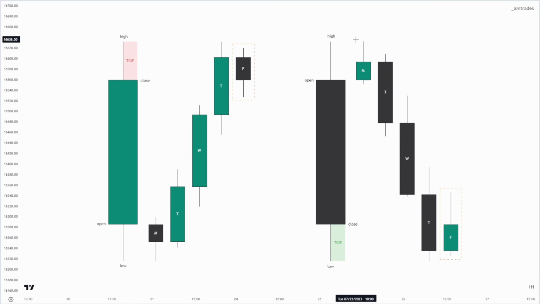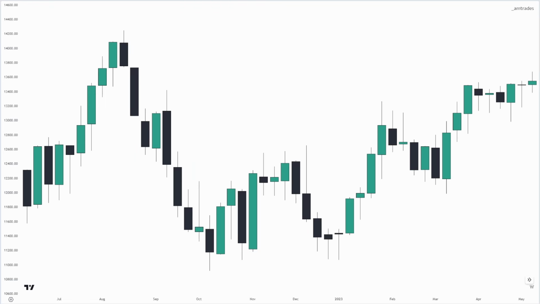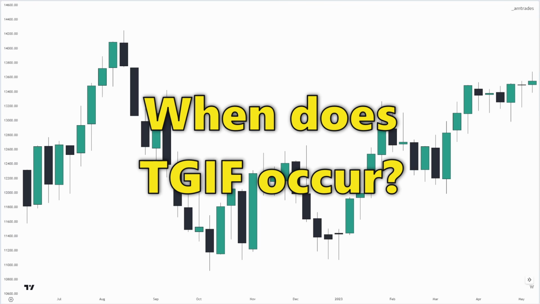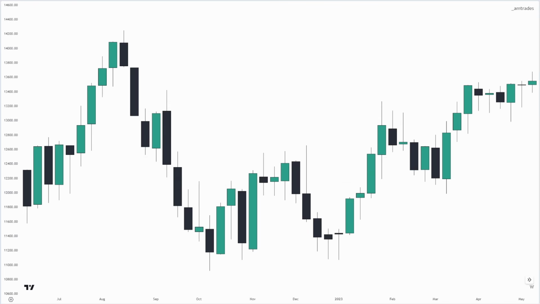Price opens up, creates a high of the week, expands through the midweek, forms a low, and then on Friday returns back into that weekly range and forms that wick here. Now that you understand the basics of this concept, I'm going to be answering the question of when does TGIF actually occur. One of the main misconceptions that I see a lot is that this is something that occurs every week, and that is simply not the case, at least in the form of a high probability setup.